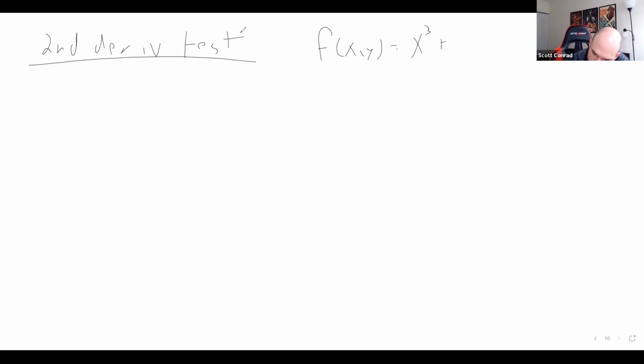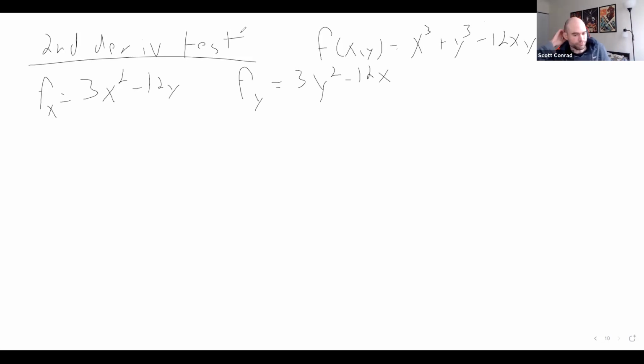Now we're going to use the second derivative test, and I'm going to go through this really quickly. So remember, f of x, y is x cubed plus y cubed minus 12xy. And we said the partial of f with respect to x is 3x squared minus 12y, and the partial of f with respect to y was 3y squared minus 12x. So we need to find fxx, fyy, and fxy.